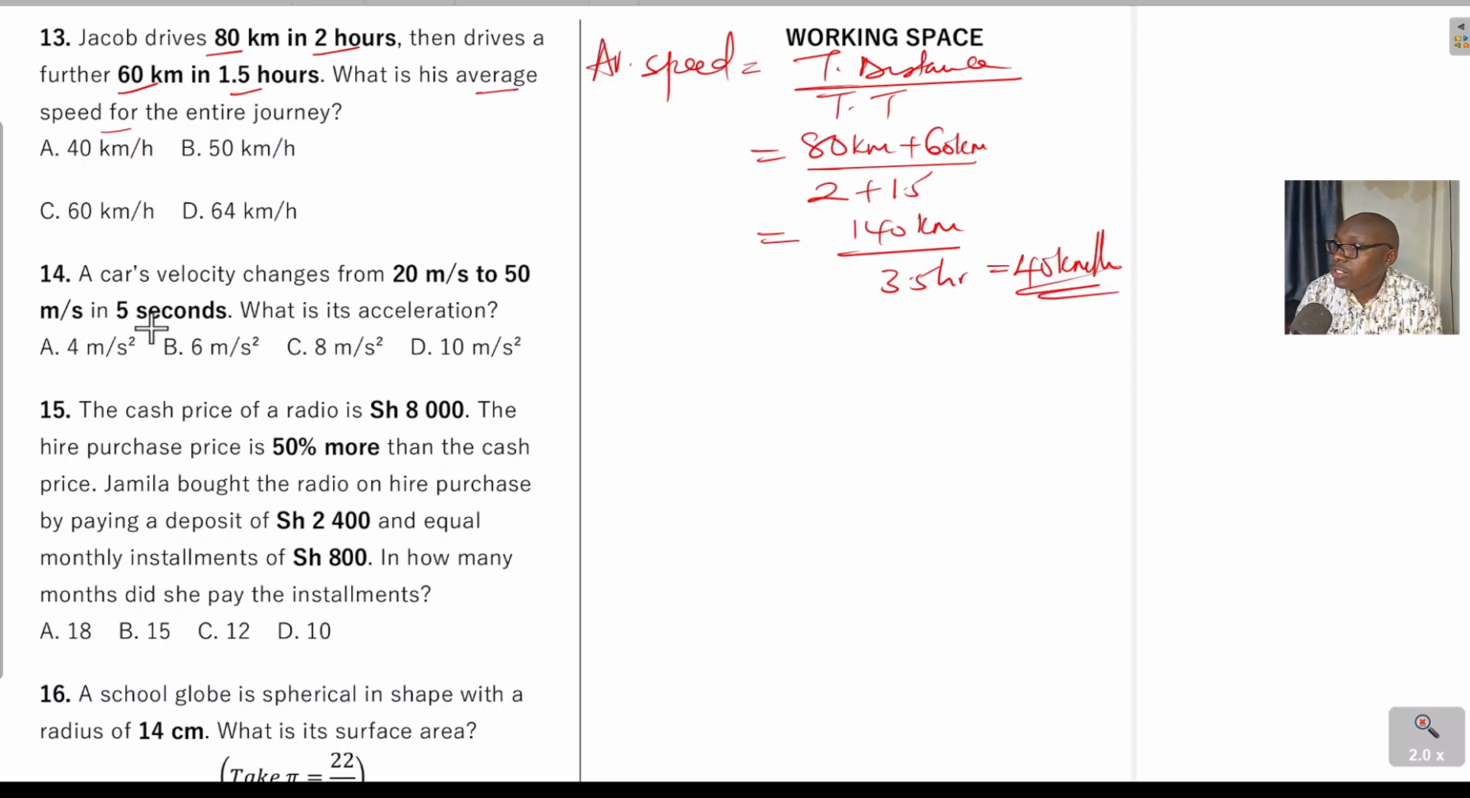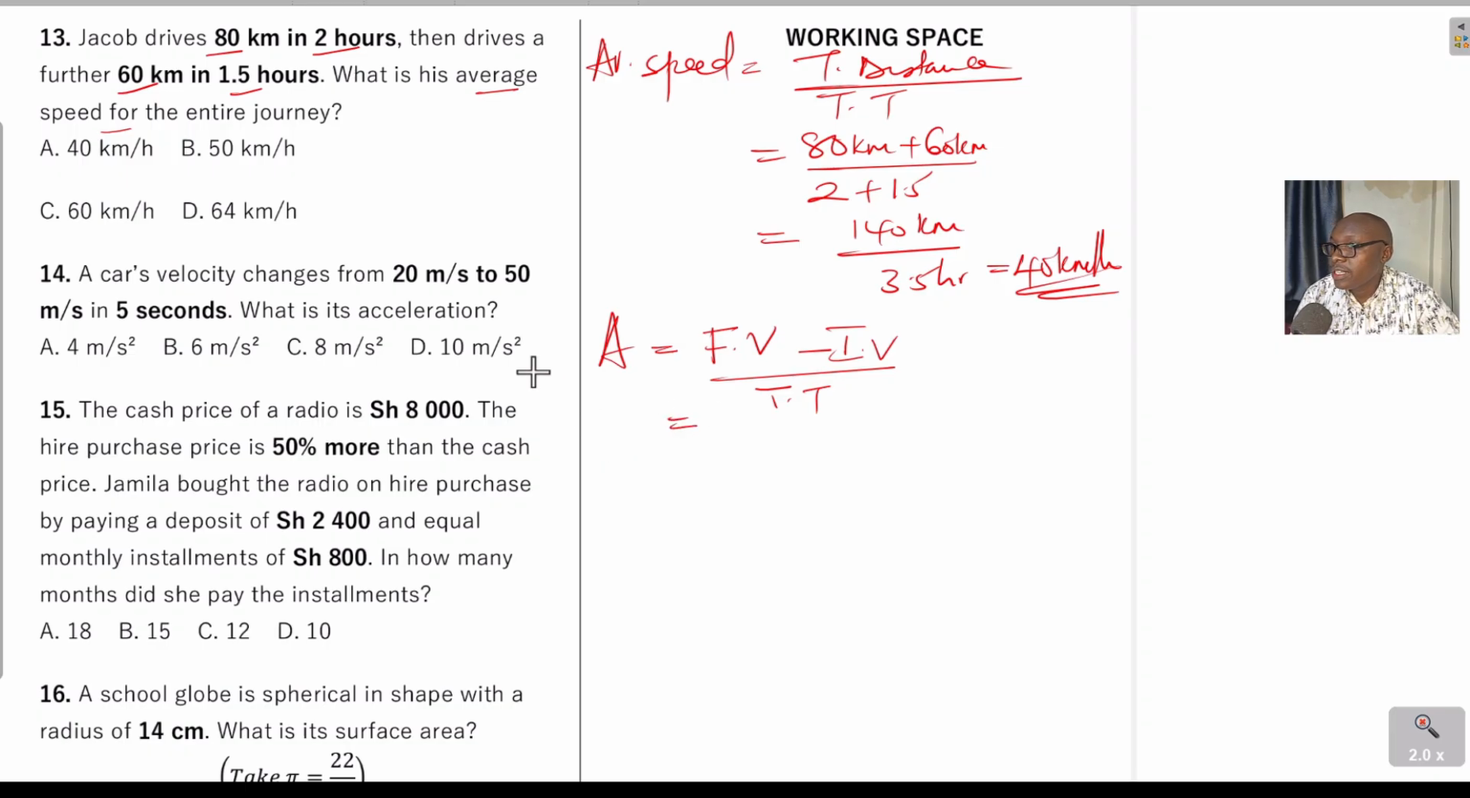We go to the next question, question 14. A car's velocity changes from 20 meters per second to 50 meters per second in 5 seconds. What is its acceleration? So how do we get acceleration? Acceleration is given by the final velocity, subtract the initial velocity, divided by the time taken.